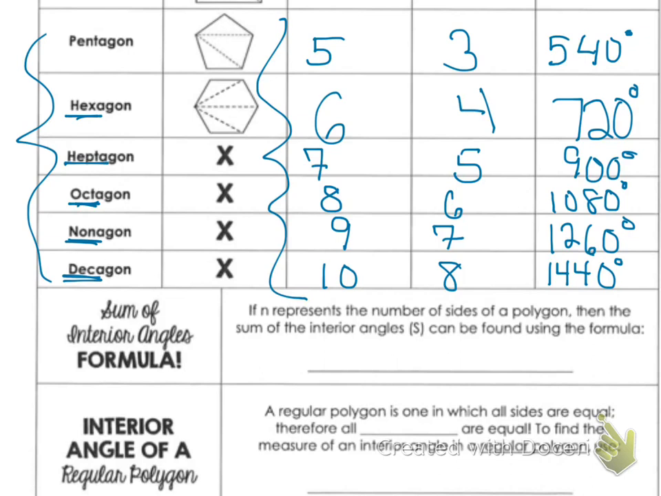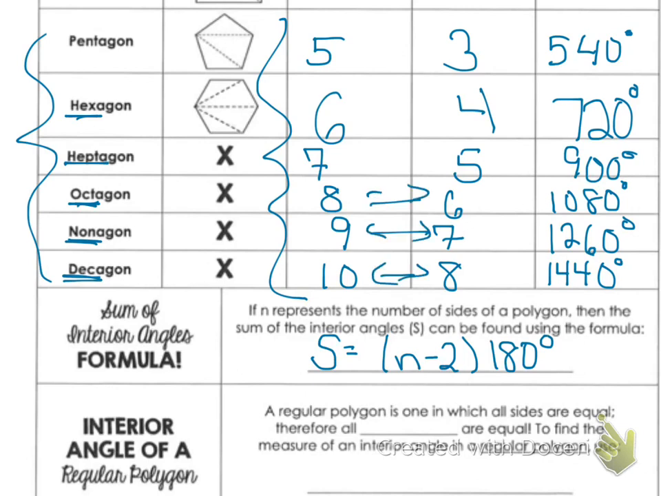All right. We can always find the sum of our interior angles. If n represents the number of sides of a polygon, then the sum of the interior angles could be found by using this formula. So our sum of interior angles is equal to our number of sides minus 2 times 180. Okay, and that's because each triangle has 180, and if you notice, the correlation between the number of sides and the number of triangles inside is always 2 less than the number of sides.